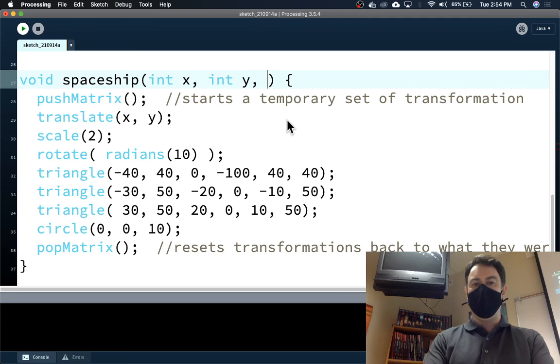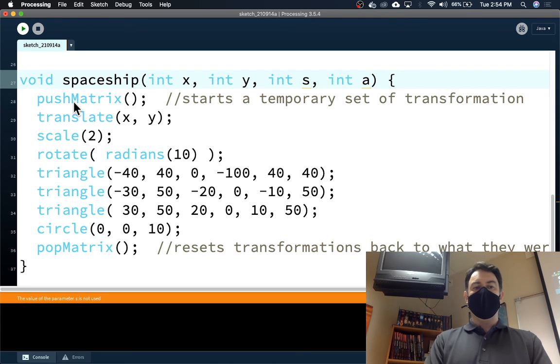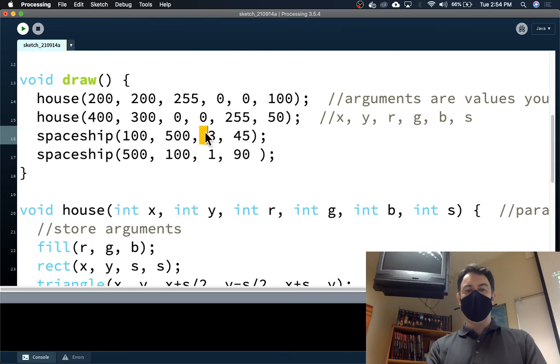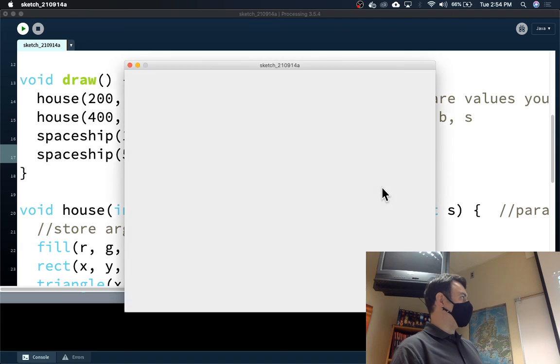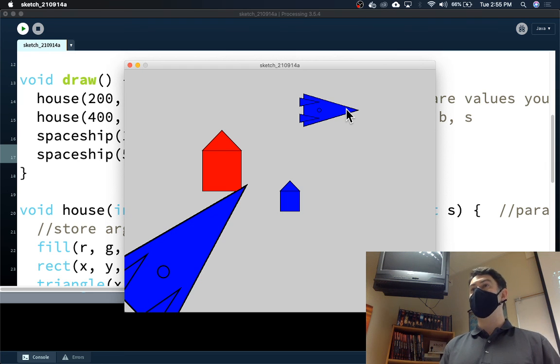So I'm going to add in two more parameters: int S for size, and int A for angle. I'm just making these up. I'm going to put the size in the scale function, and I'm going to put the A in the radians function, which is in the rotate function. And so now my arguments are connected to my function. So if we run it, we get a big spaceship at 45, a little spaceship at 90 degrees. Hey, it's working.